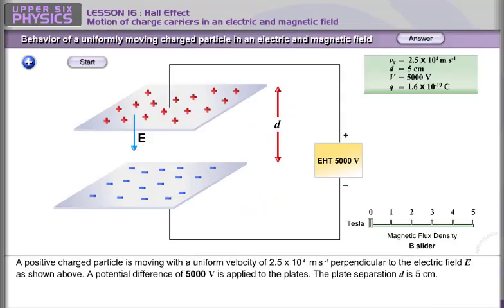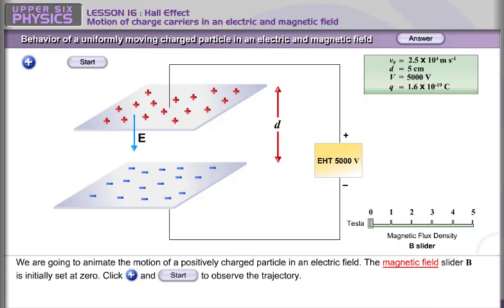A positively charged particle is moving with a uniform velocity of 2.5 times 10 to the power of 4 meters per second, perpendicular to the electric field E as shown above. A potential difference of 5,000 volts is applied to the plates. The plate separation d is 5 centimeters.